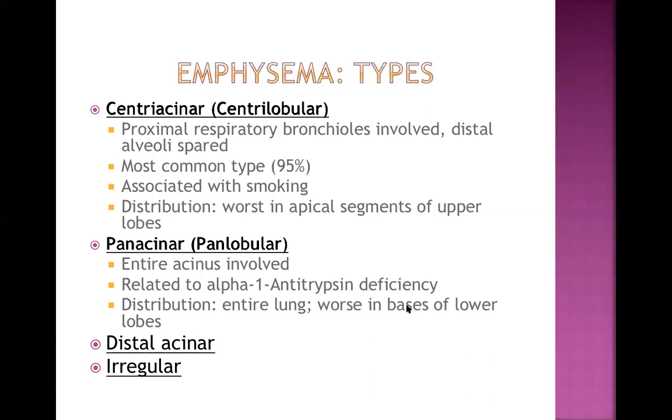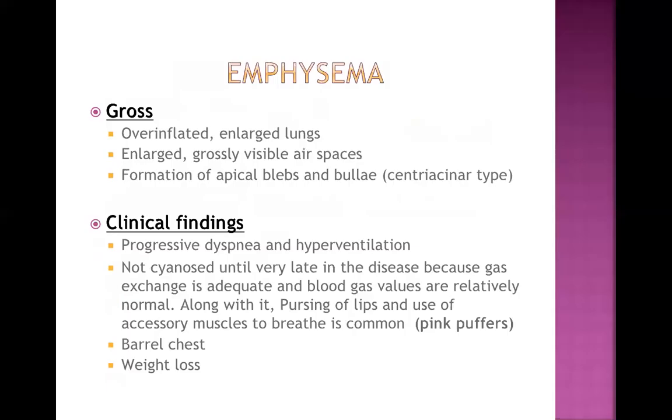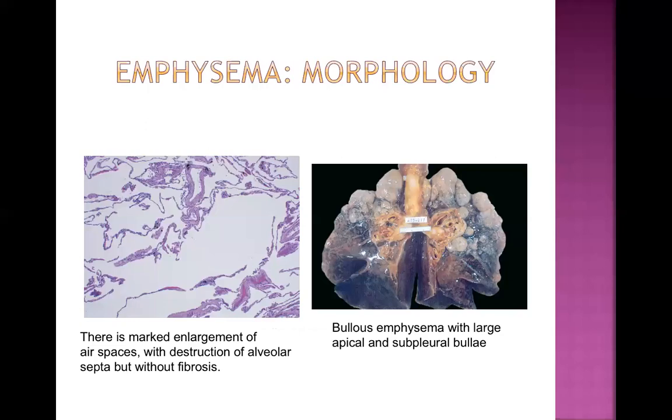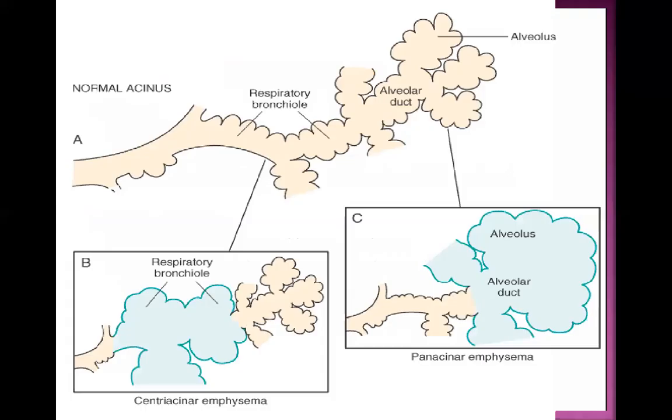Another type is called distal acinar. It is towards the alveoli of the distal side, or far away side. Irregular means patchy involvement here and there. Patchy is called irregular. So centriacinar, which is most common; panacinar, where the entire acinus is involved; distal acinar, towards the alveoli; and irregular, which is a patchy one. Now let's see some pictures here. Let's focus here now.